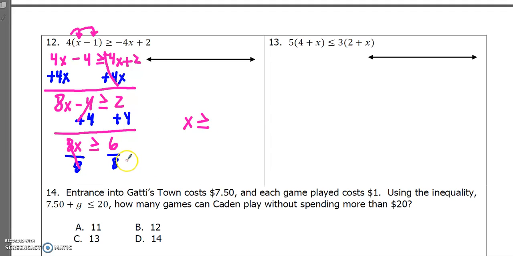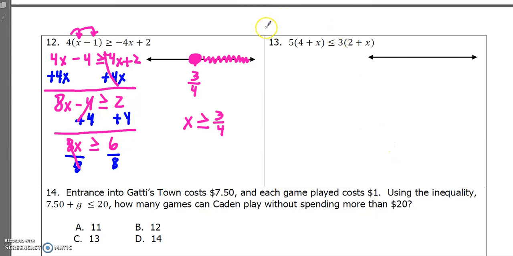I have 6 over 8. I can simplify that to 3 over 4. And it can stay a fraction. We don't have to change it to a decimal. My circle needs to be a closed circle because I have an equal to. And then it is greater than, so I will shade to the right.